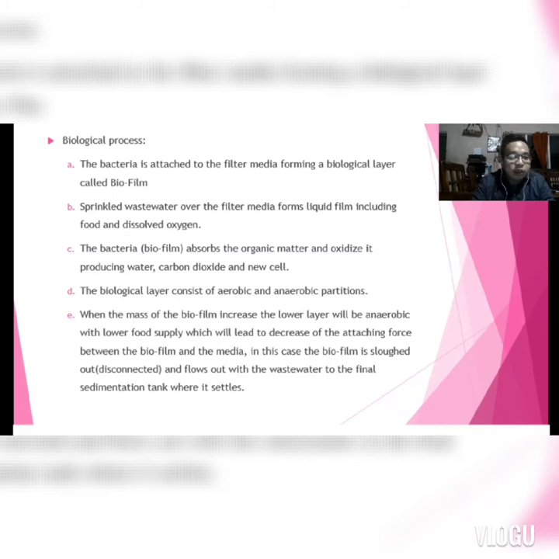And the last is, when the mass of the biofilm increases, the lower layer will be anaerobic, with lower food supply, which will lead to a decrease of the attaching force between the biofilm and the media. In this case, the biofilm sloughs off or disconnects and flows out with the wastewater to the final sedimentation tank where it settles. And for more details, just watch this video.